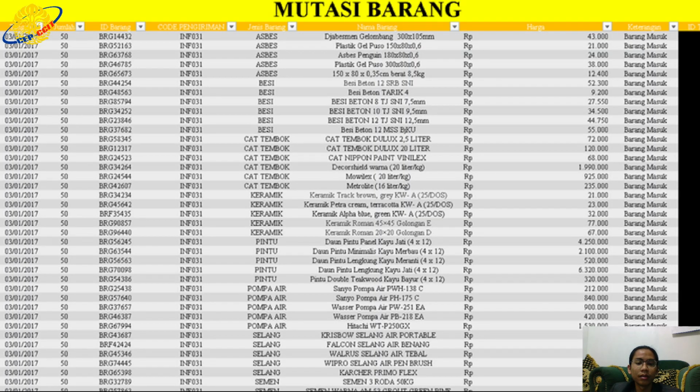The mutasi table has 9 columns, namely tanggal, jumlah, ID barang, kode pengiriman, jenis barang, nama barang, harga, keterangan, and ID transaksi. The mutasi table is a table to manage the income, damage, and output of items including their stock and price. On the mutasi table, the author uses the VLOOKUP function on the jenis barang, nama barang, and harga.